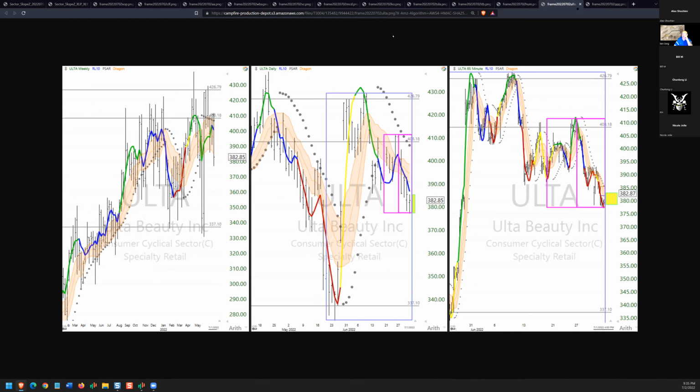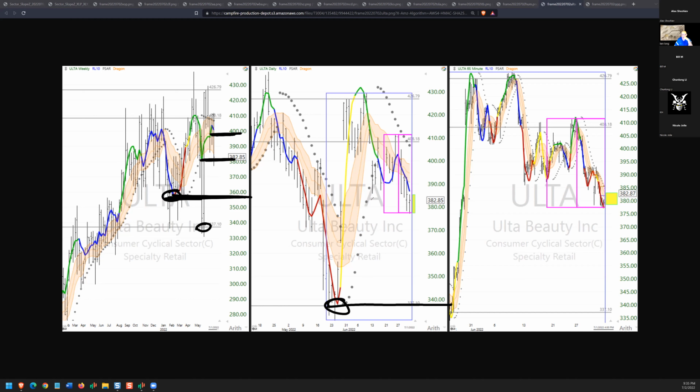Ulta Beauty Inc. caught a 2. Notice how the turning points in the RL10 help us make sense of all this wild oscillating noise. Those give you some real clarity about where the support levels are. That 340 is this 340. That 360 is not even on this chart. It comes from way back here.